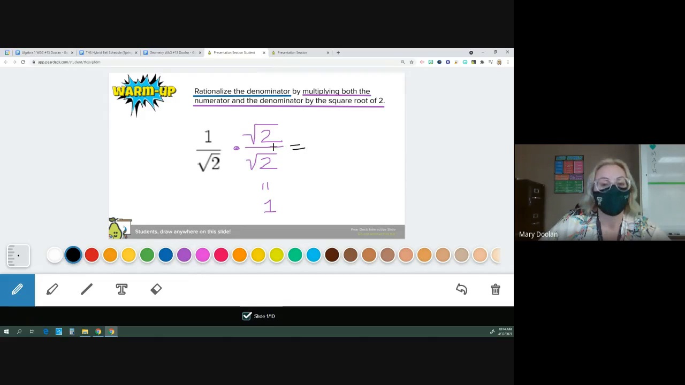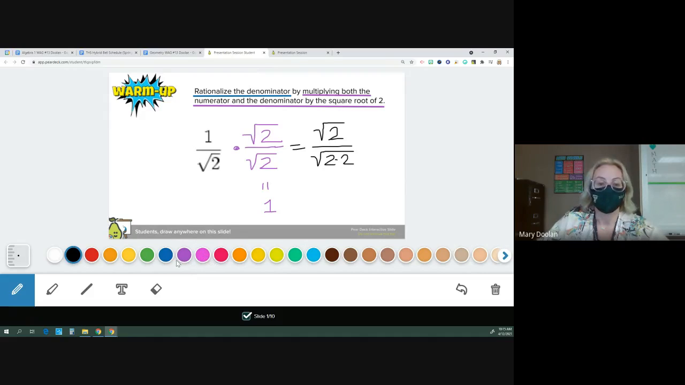All right, so when you multiply two fractions, we're going to multiply the numerators straight across. 1 times the square root of 2 is just going to be the square root of 2, because 1 times anything is just that thing you multiply it by. Then we're going to multiply our denominators. Square root of 2 times the square root of 2. You can rewrite that as the square root of 2 times 2.